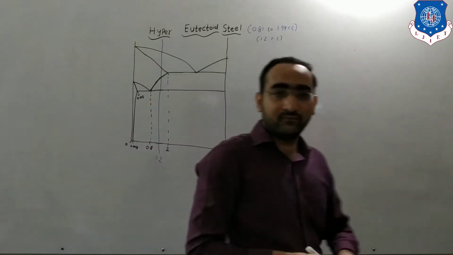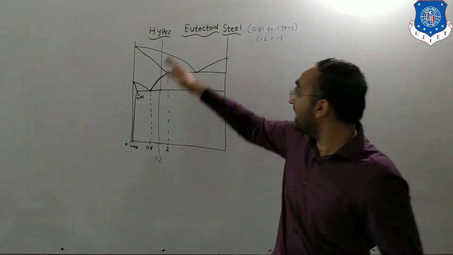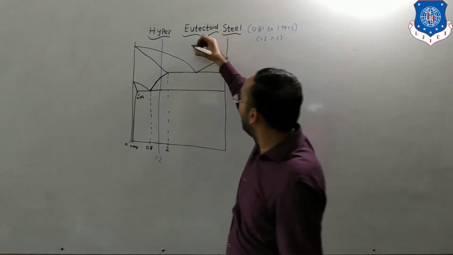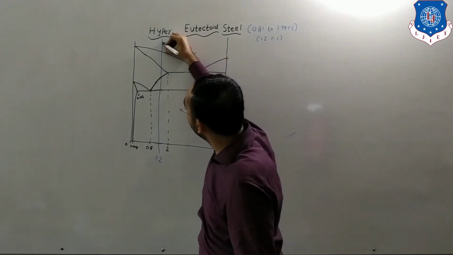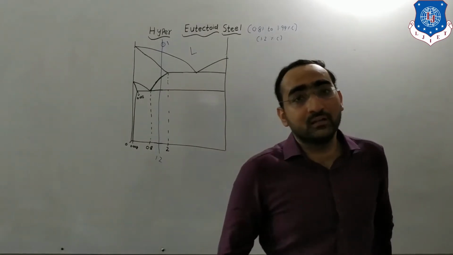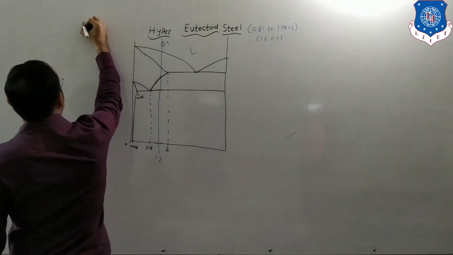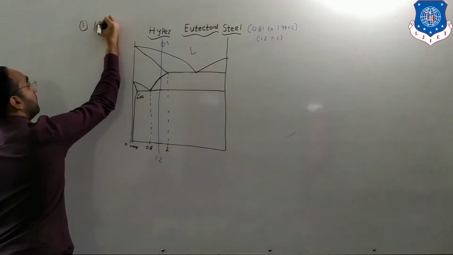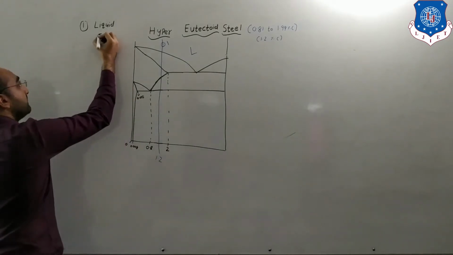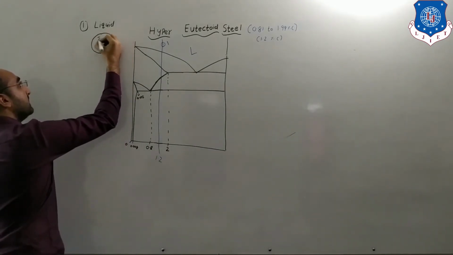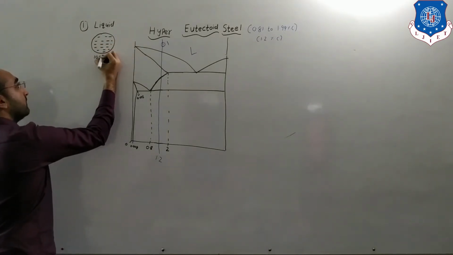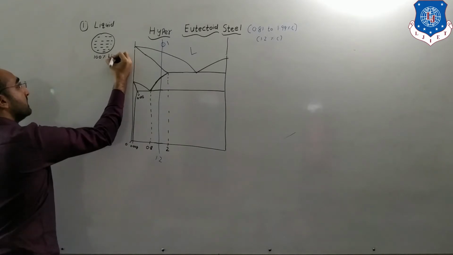So what are the solidification states occurring in a hypereutectoid steel? Let us start from the very first one. The first region that falls is the liquid region. Whenever the material is in a liquid melted form, its microstructure goes like this, as shown in the other two videos: 100% liquid.